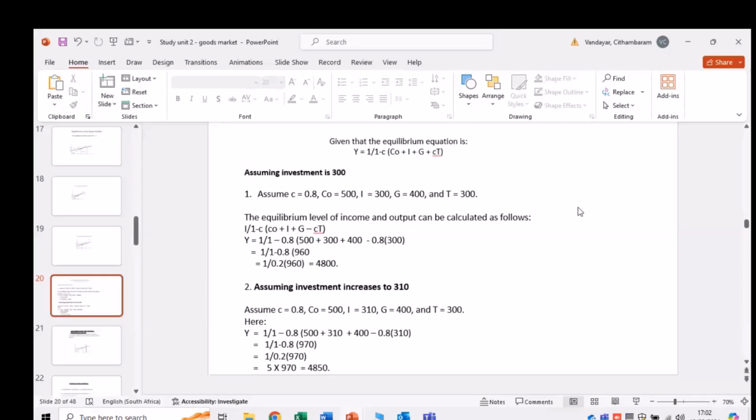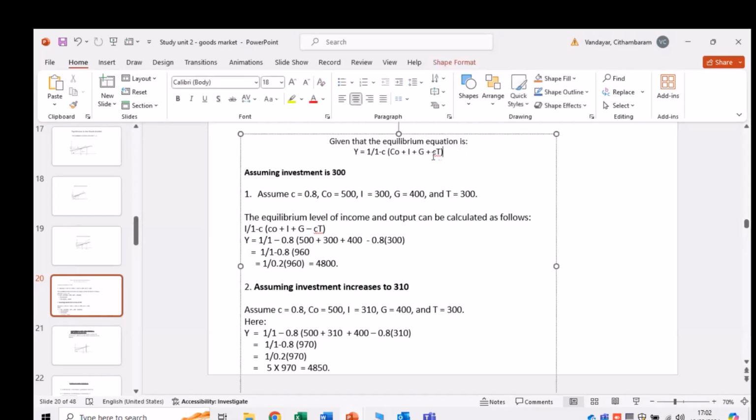So here we have the equilibrium equation. The equilibrium equation is your level of income and output Y is equal to 1 over 1 minus C, all that times C0 plus I plus G minus CT. Minus CT, so this should be in minus. Are you familiar with that equation now, all of you? So what is 1 over 1 minus C? Quickly, somebody. Multiplier. It's a multiplier, correct. And what is C? MPC.